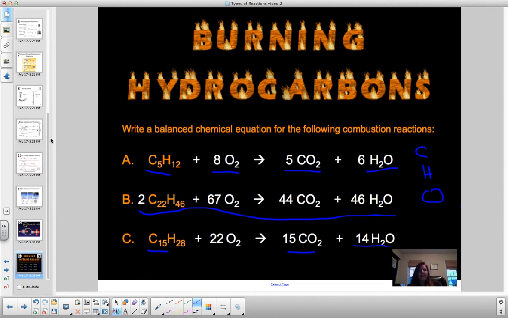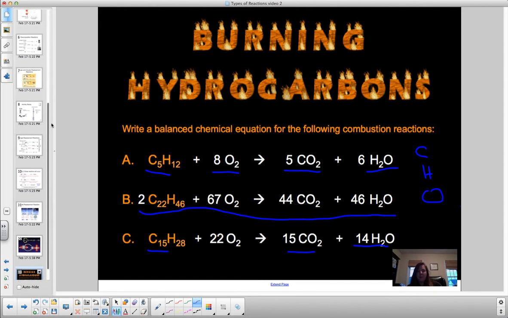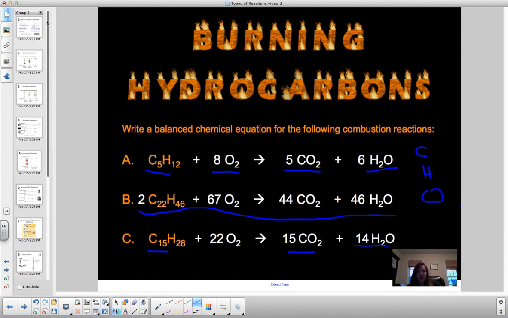So to wrap this up, there are the 5 different types, which are synthesis, decomposition, single replacement, double replacement, and combustion reactions.